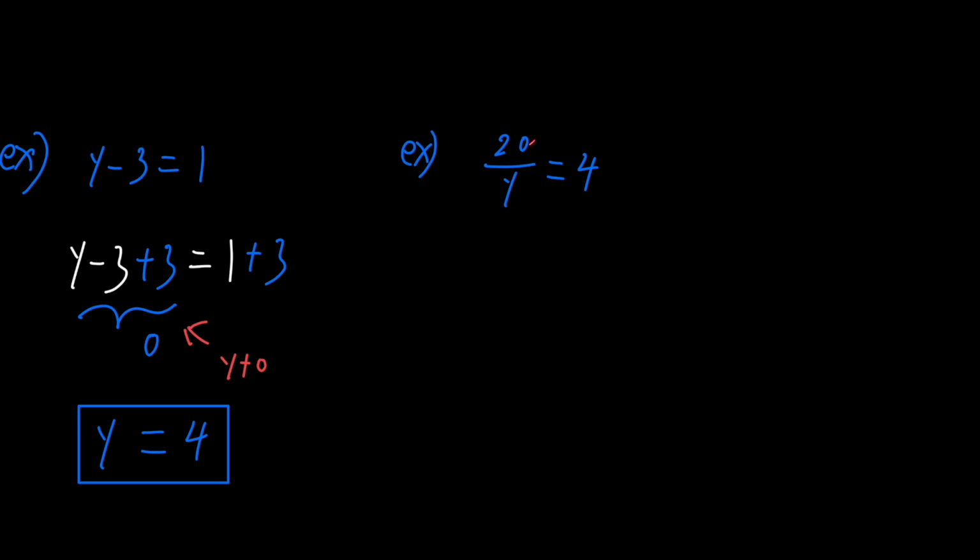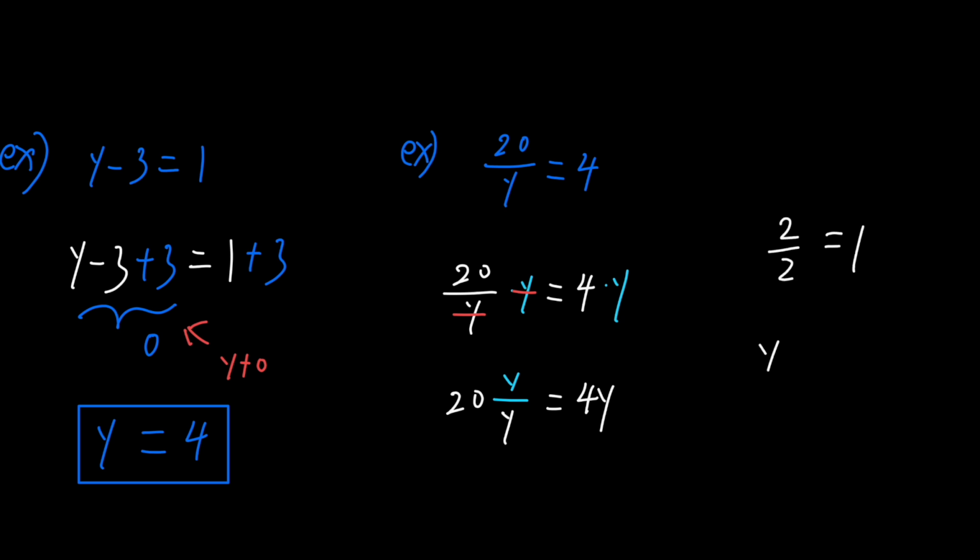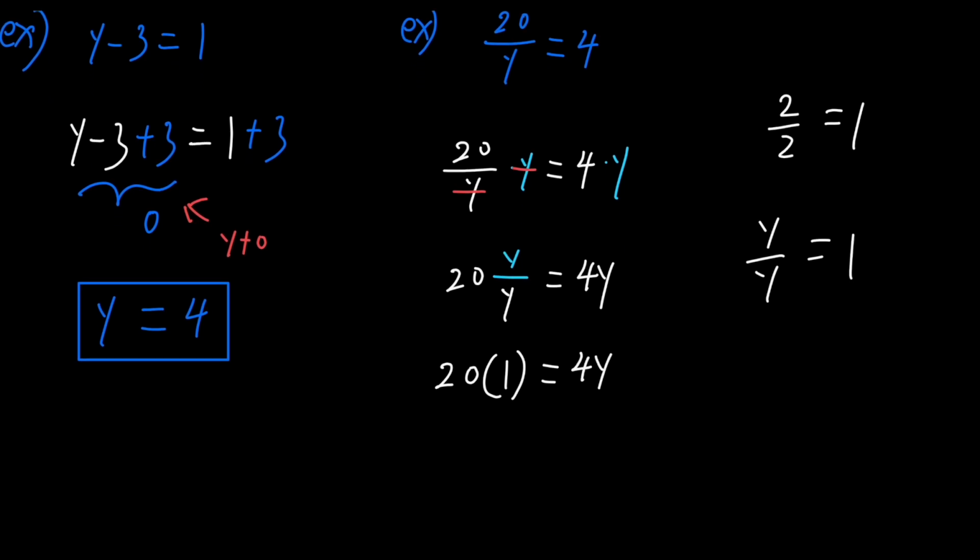Our last question will be this thing. This is really interesting. How can we isolate the y? It is by multiplying y on both sides. This way, we can cancel the y on the left hand side. So we can rewrite it like y over y. Just like 2 over 2 is 1, so y over y is still 1. So 20 times 1 equals 4y. So 20 times 1 is 20.